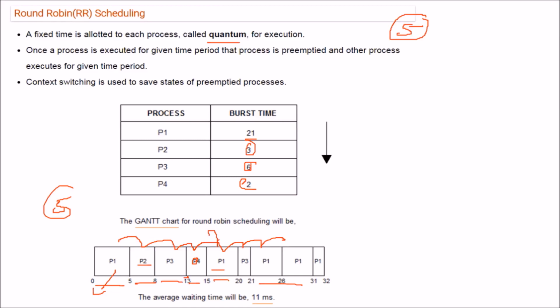it will go for 5 cycles. Then it will go back to the ready queue, and then P3 will be taken, and P3 only requires 1 because 5 is already completed. So 6 minus 5, 1 cycle is needed. So it will complete in 1 cycle, and then P1 for 5, then 5, and only 1 is needed after that because it is 21, so it will complete here. The average waiting time will be 11 milliseconds. You have to take the waiting time in the waiting queue also.